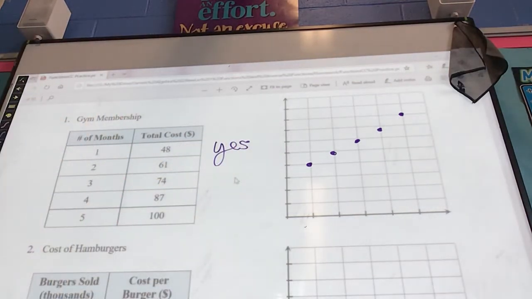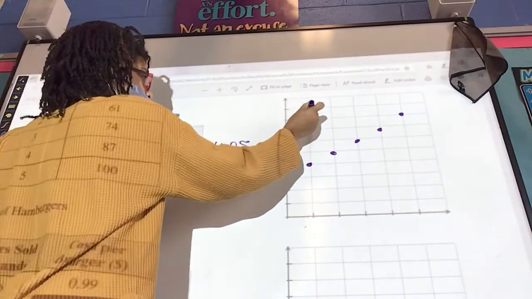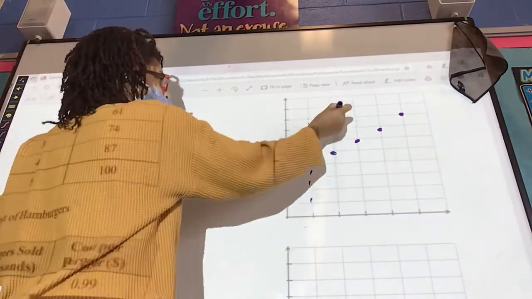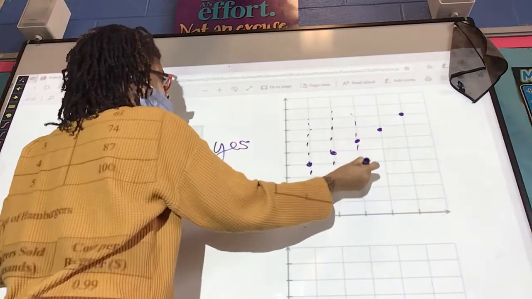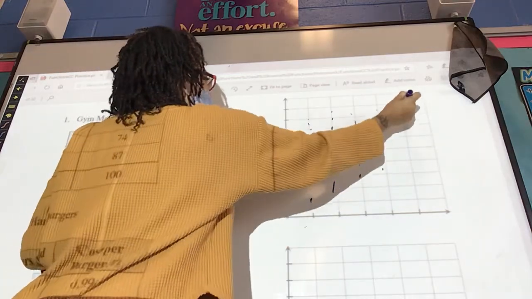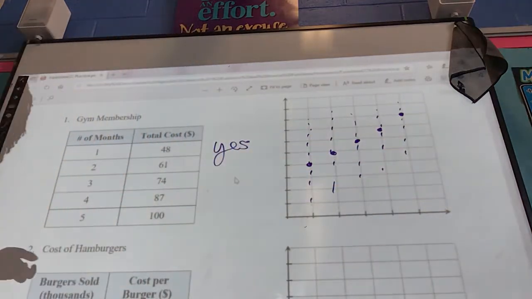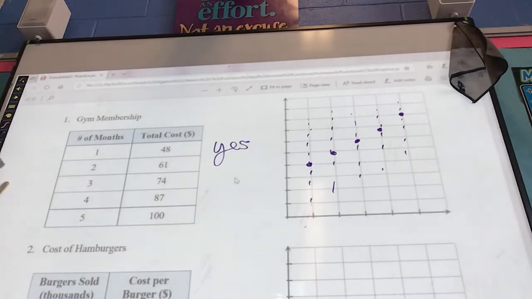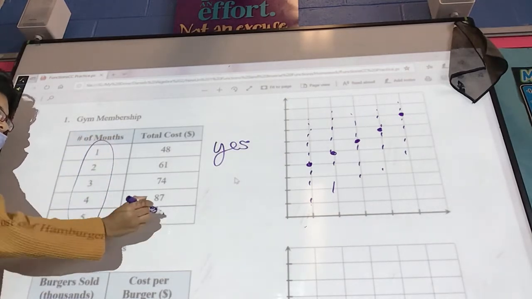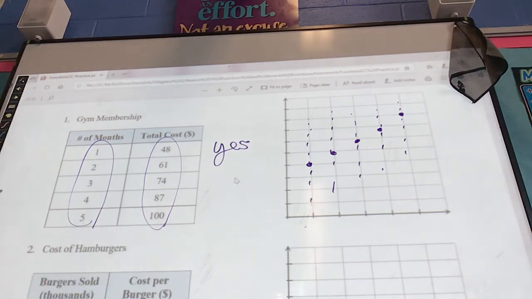One, yes, because it's consistent. But also, does anybody remember the vertical line test? So if I went through every point with a nice vertical line, it's only going to hit one point. How you tell from the table: every x value is unique, and it has its own y value. So yes, it's a function.